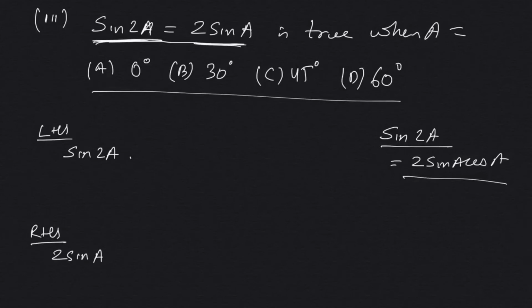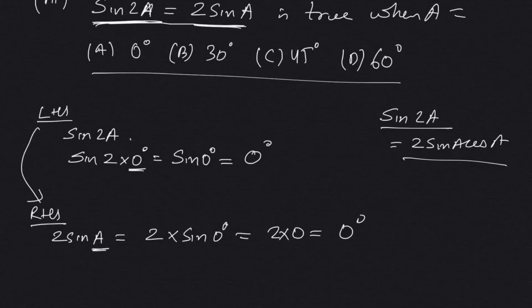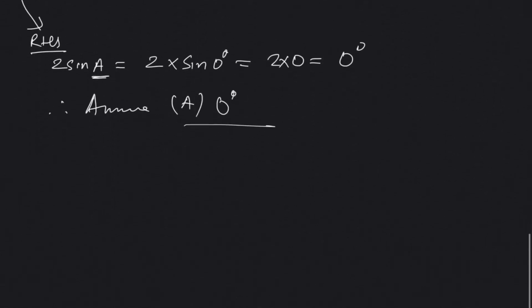Just assuming that A is 0. Sine 2 into 0 will be equal to sine 0. So this will be 0. Here 2 sine A will be 2 into sine 0. So this is 2 into 0, that is 0. See? So when the value of A is 0, we get the left hand side equal to right hand side. Therefore, the answer is A, that is 0 degree. I think this will be a better way to solve this.